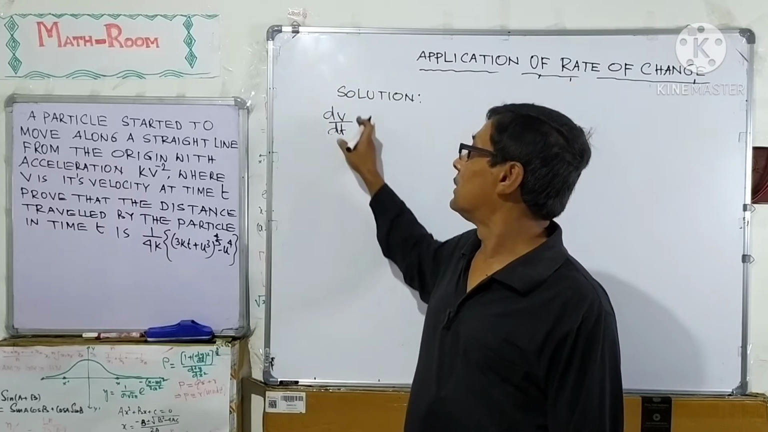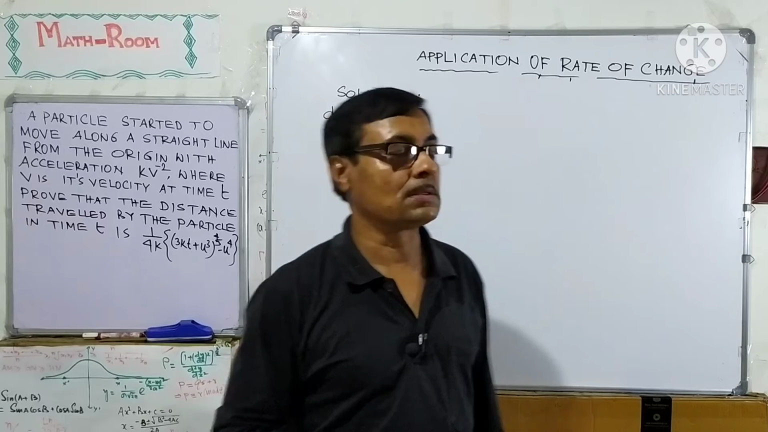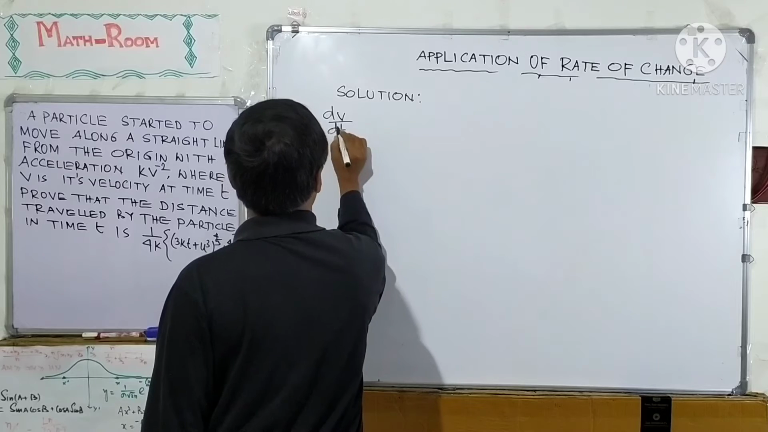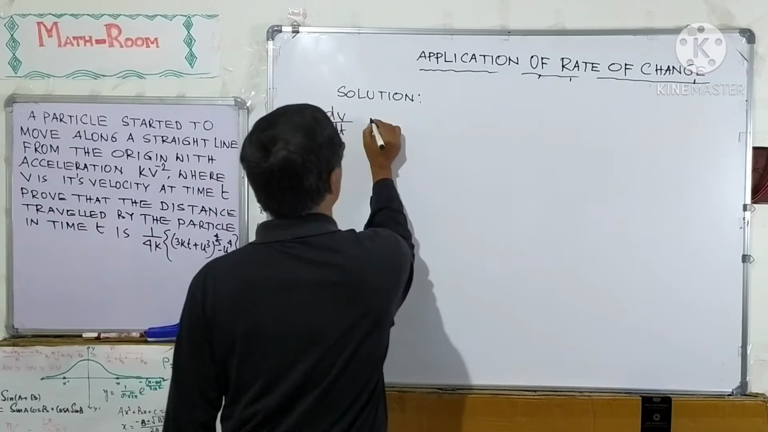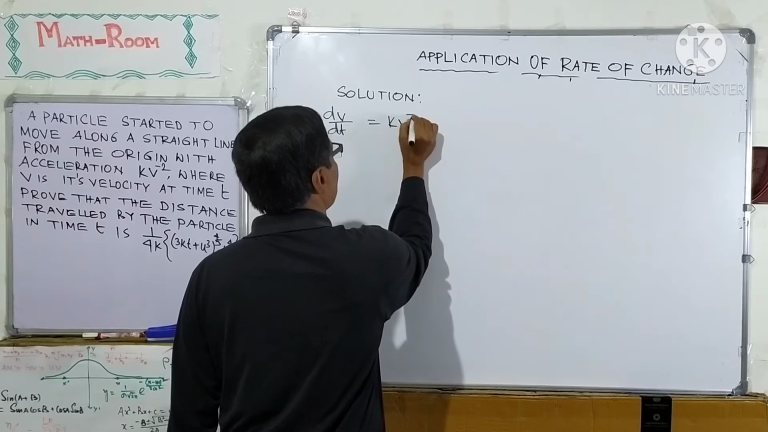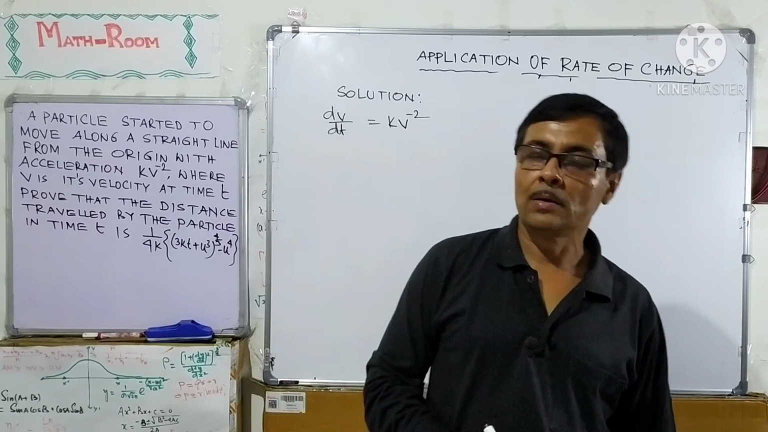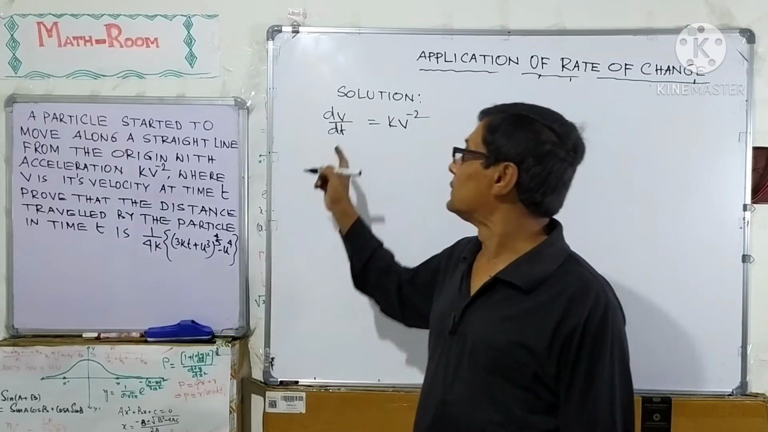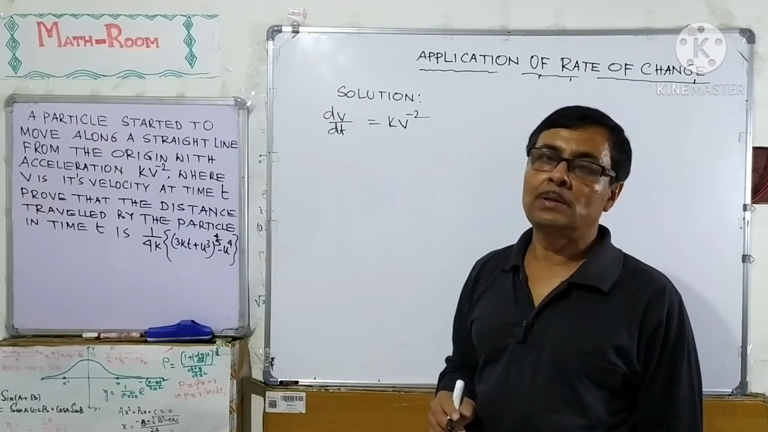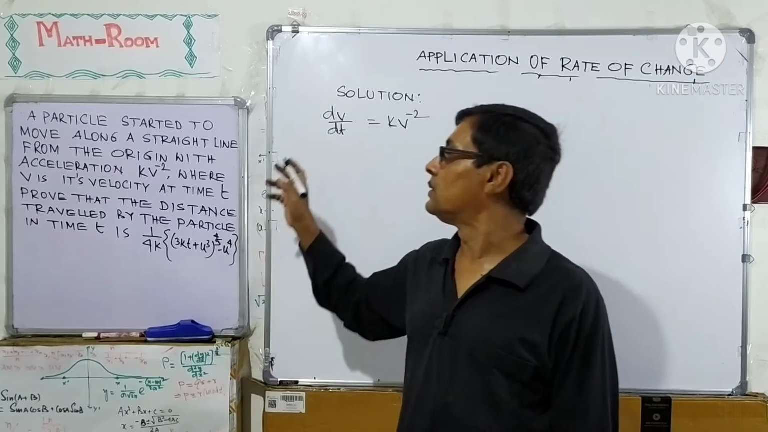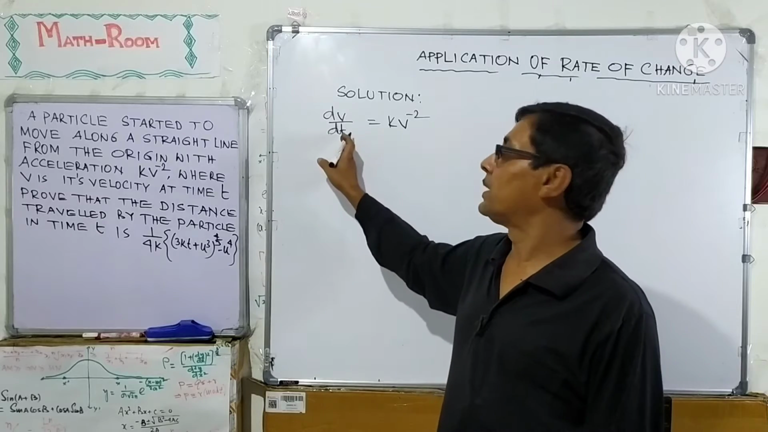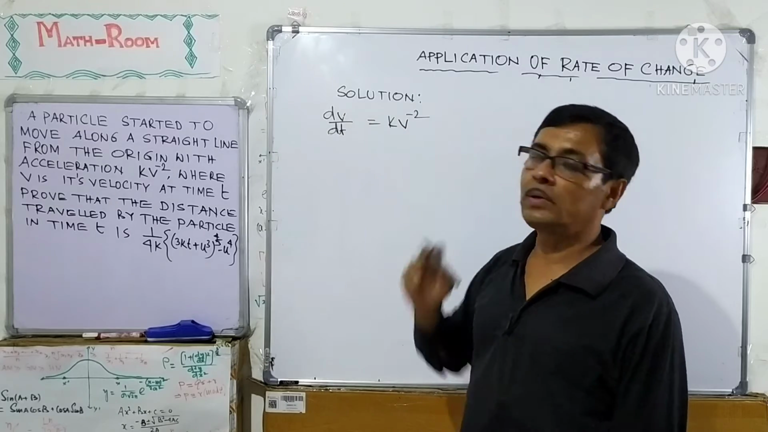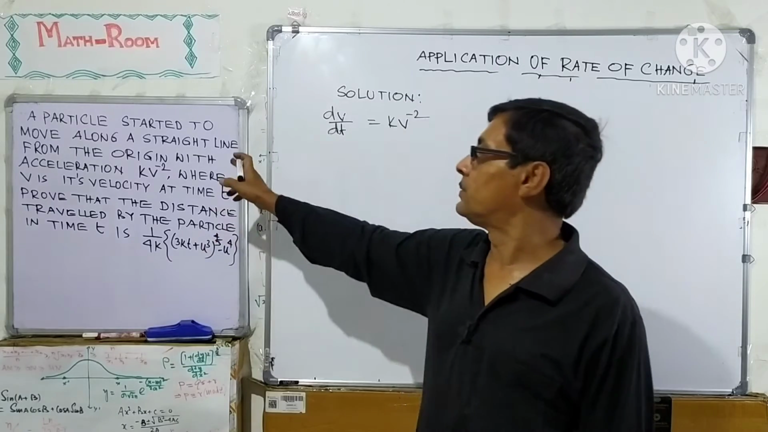Acceleration is taken as dv dt, and also acceleration is given here as k into v to the power minus 2. So dv dt, the rate of increase in velocity of the particle with respect to time t, equals k v to the power minus 2.